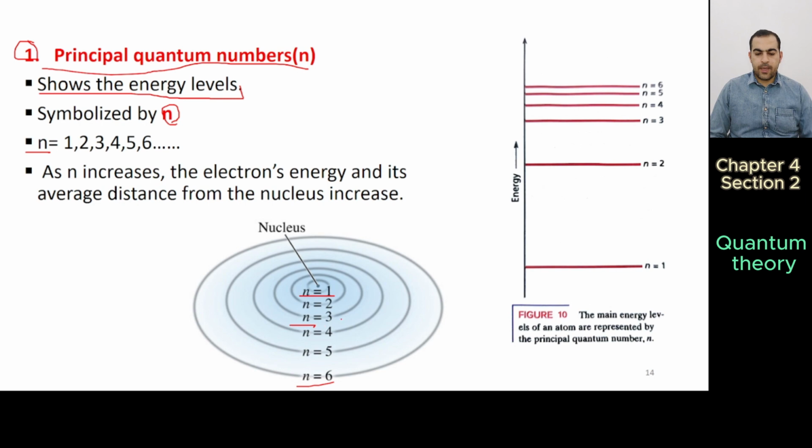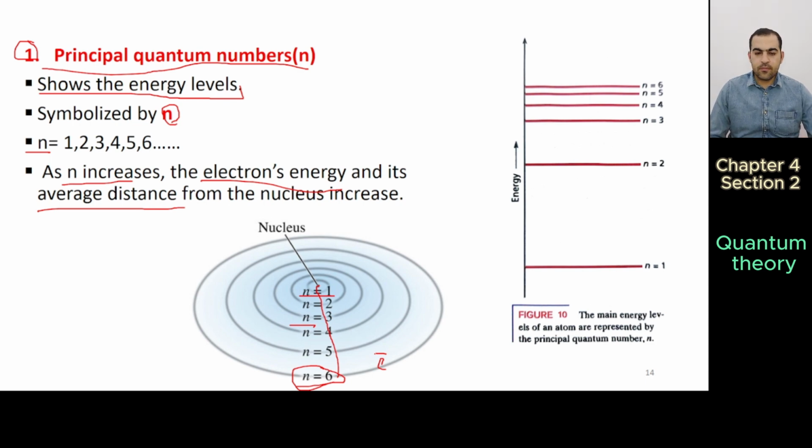They're symbolized by n. So when n increases, an electron's energy and its average distance from the nucleus increase. Look, when n equals 1 versus when n equals 6, the electrons are farther from the nucleus, right? So the average distance from the nucleus increases when n increases. What else? Electron energy. We know that electrons farther from the nucleus have higher energy. We learned that in Bohr's atomic theory.